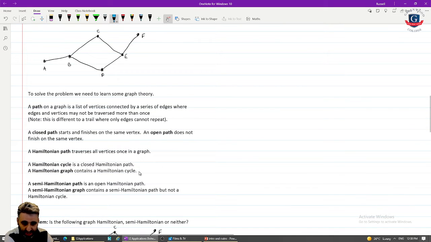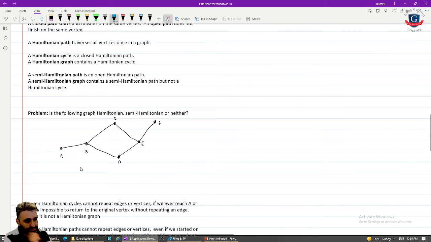Similarly, a semi-Hamiltonian path is the same as a Hamiltonian cycle, except it doesn't have to end on the same point. So it will still visit every vertex, and it will only travel the edges at most once. A semi-Hamiltonian graph then is defined as a graph that has a semi-Hamiltonian path, but not a Hamiltonian cycle. If it had a Hamiltonian cycle, we'd call it a Hamiltonian graph. But if it doesn't have a Hamiltonian cycle, but does have a semi-Hamiltonian path, then we'll call it a semi-Hamiltonian graph. Okay, end of the theory.